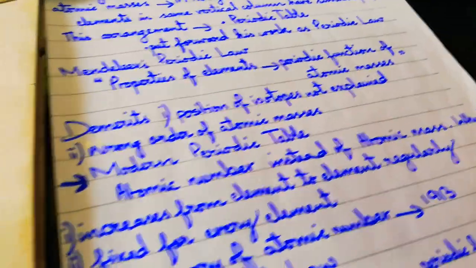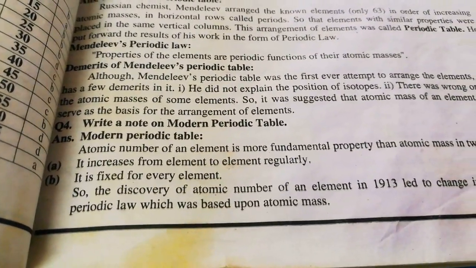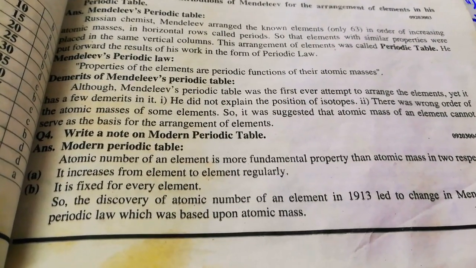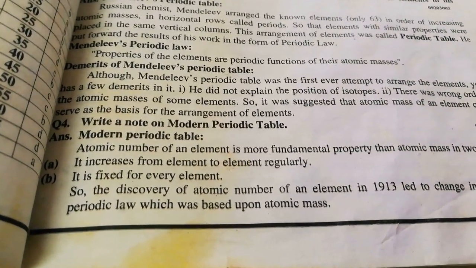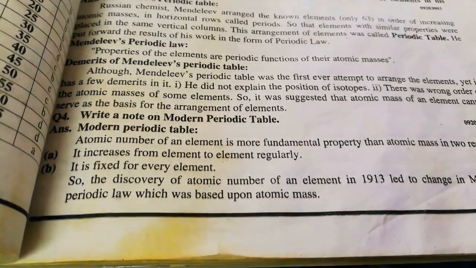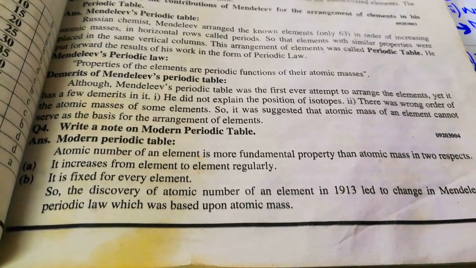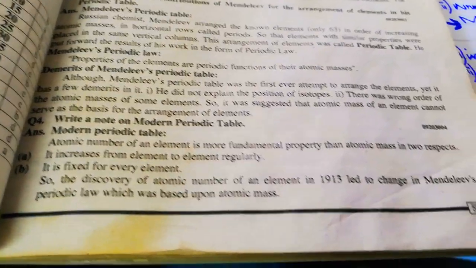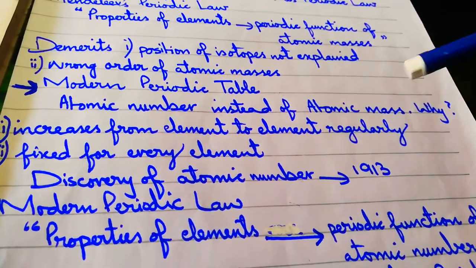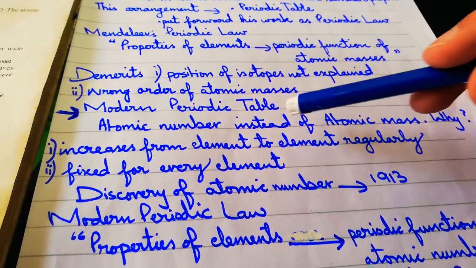I am going to read this point out from the notes now. Atomic number of an element is a more fundamental property than the atomic mass in two respects. It increases from element to element regularly. It is fixed for every element. So the discovery of the atomic number of an element in 1913 led to a change in Mendeleev's periodic law, which was based upon the atomic mass. Because of this discovery of the atomic number in 1913, it became the base to create the periodic table.